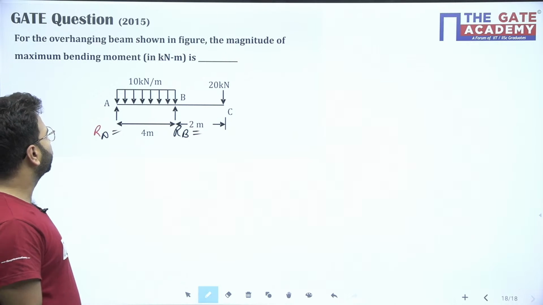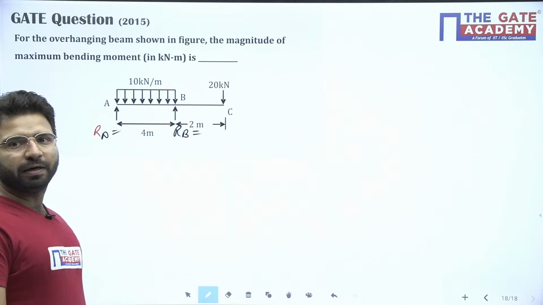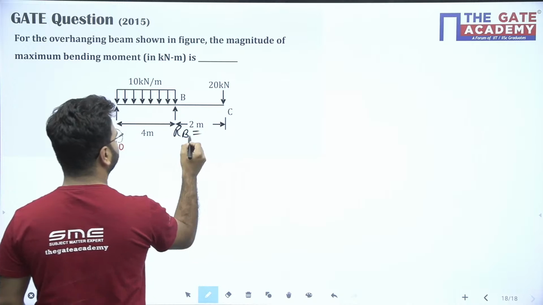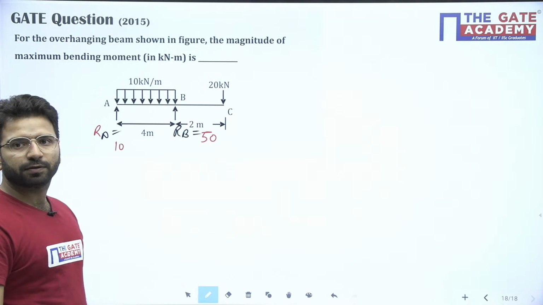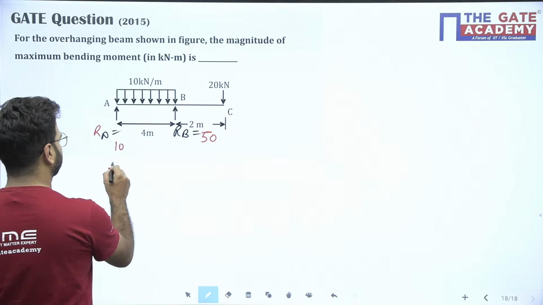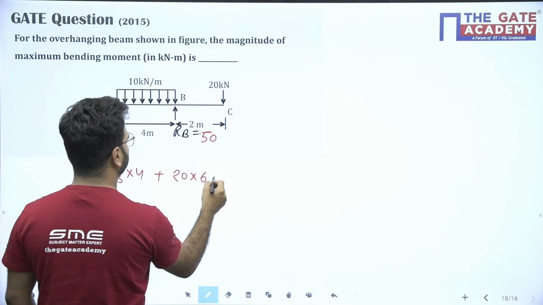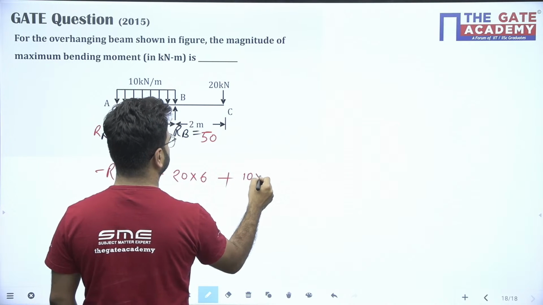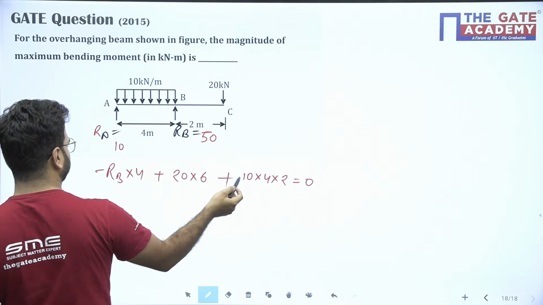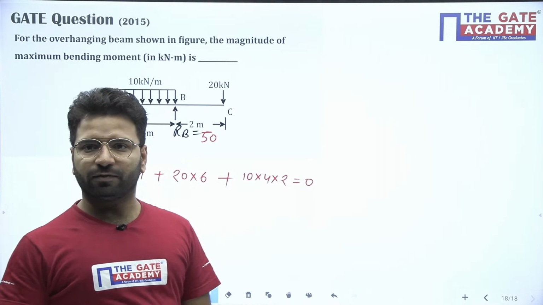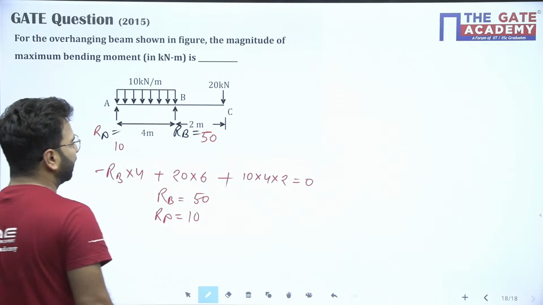RA 10, okay. RB 50, 40 plus 20, 60, 10 or 50. Anyone confirm? RA 10, RB 50. How much is the reaction coming? Support reactions, RA, RB. Correct, 10 or 50, the answer is okay. So RB is coming 50 and RA is coming 10.